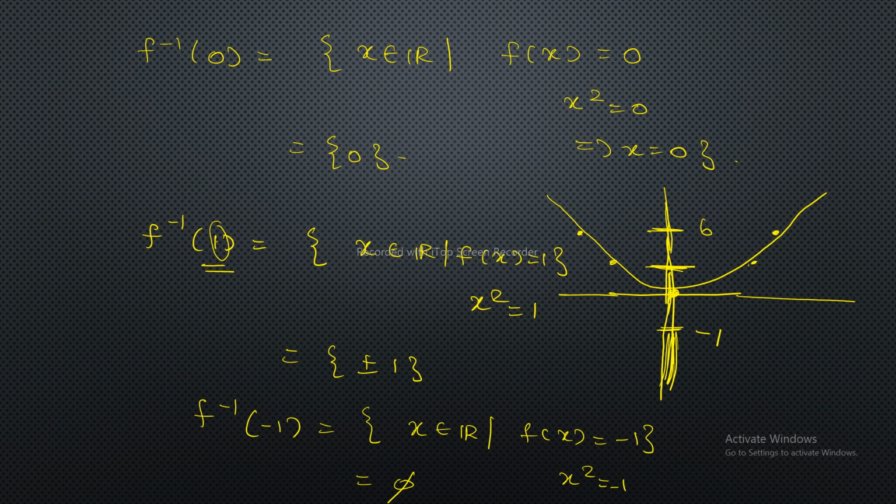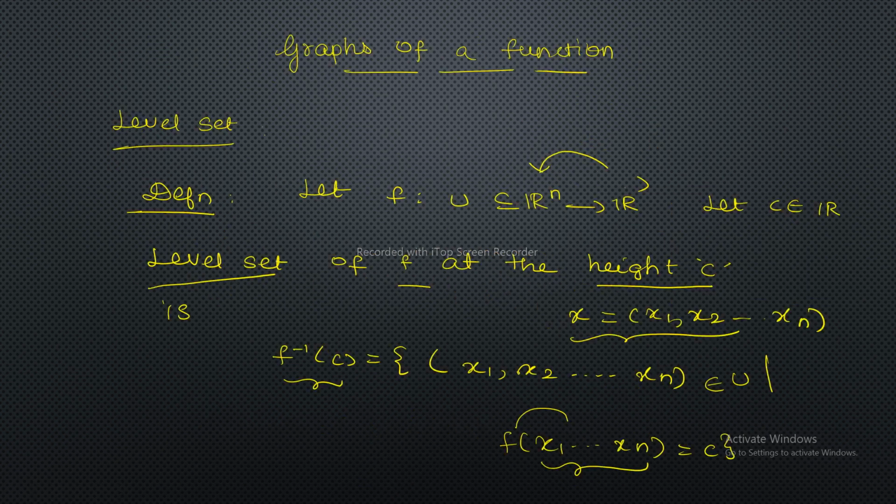So level sets are used to sketch the graph of a function. What are level sets? The level set of f at the height C: if you define f from U, an open set in R^n, to R, then the level set of f at the height C is f inverse of C, equal to the collection of all those x in U such that f(x) is equal to C. This is what your level set means.